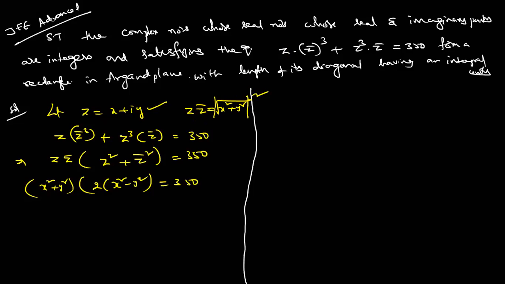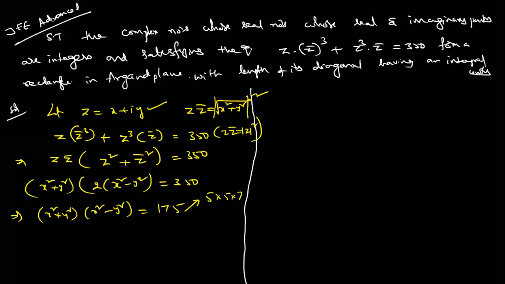Any objection? z into z bar is how much? Mod z square, so the square root cancels. Fine. x square plus y square into x square minus y square is how much? 175. Fine. So this one I can write 175, means how to write? 5 into 5 into 7, 25 into 7, 35 into 5. You can write any combinations. Okay. Don't say 1 into like that, that is not possible.